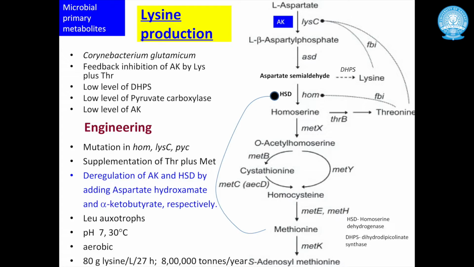Now this pathway is a branched pathway, which means that there are other primary metabolites also which are produced from this pathway or the branch of this pathway. For example, aspartate semialdehyde is involved in the production of homoserine, and the homoserine in turn branches out to produce threonine, which is also another amino acid. Then homoserine is again a branching point for the production of methionine involving various steps.